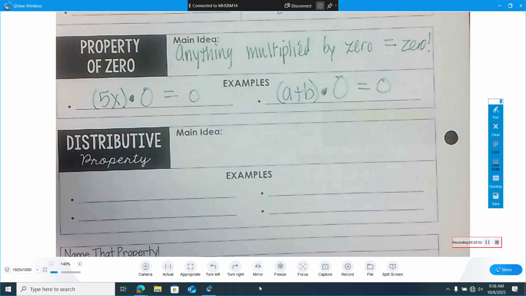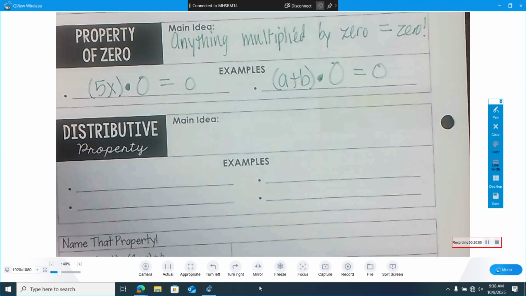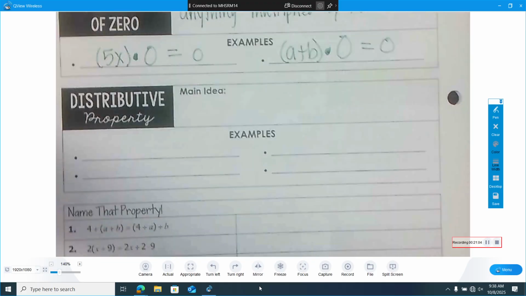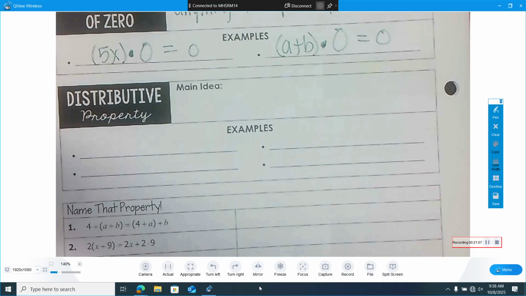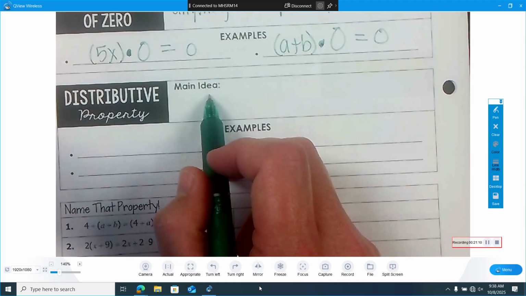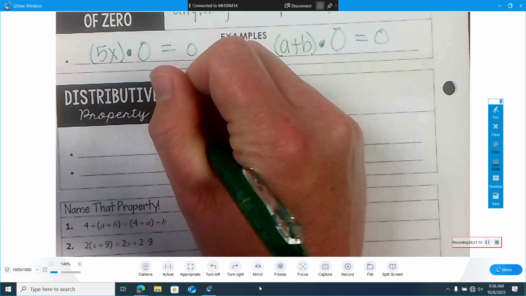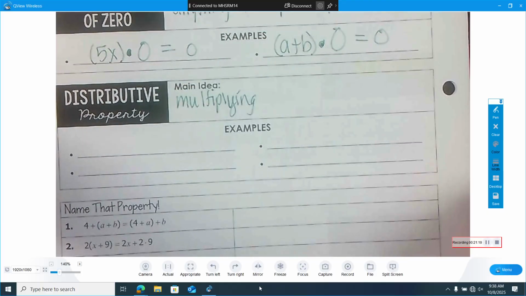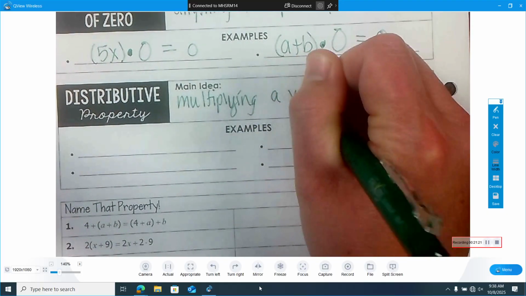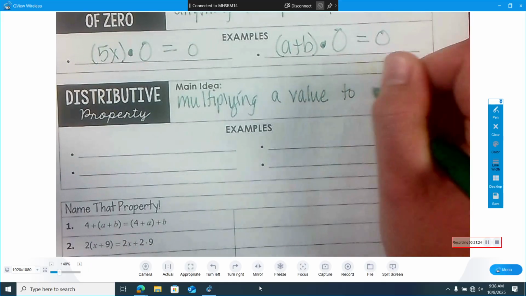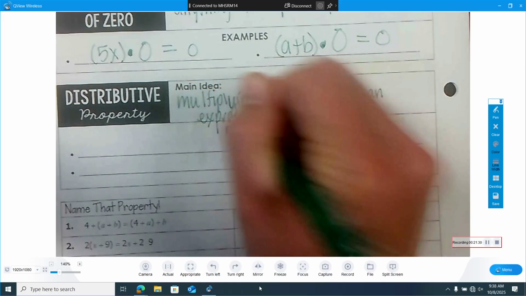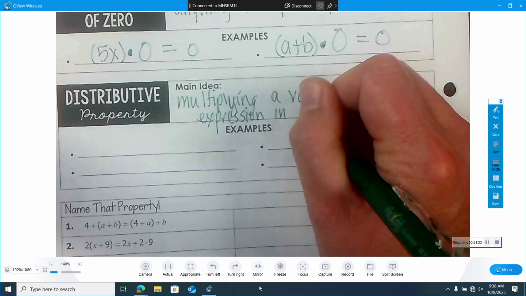All right, the last property we're going to talk about is the distributive property. This is the important property that we're going to spend a lot of time on in the next unit, so today we're just getting an introduction to it. The distributive property is multiplying a value to an expression in parentheses.